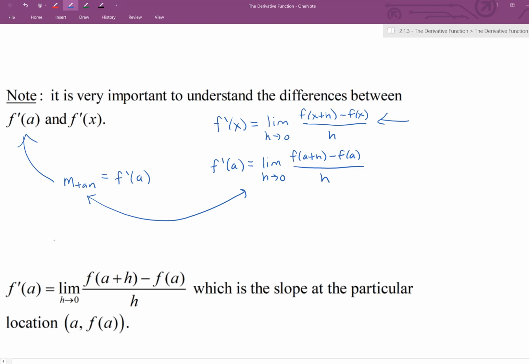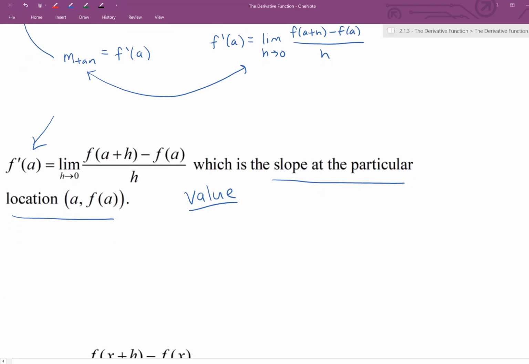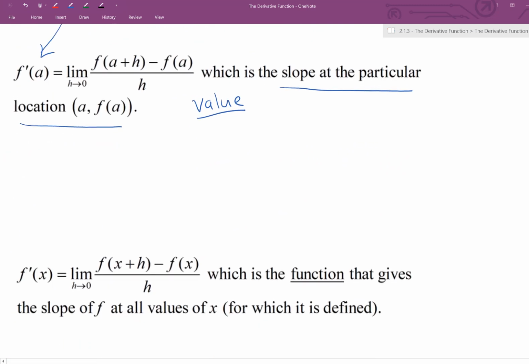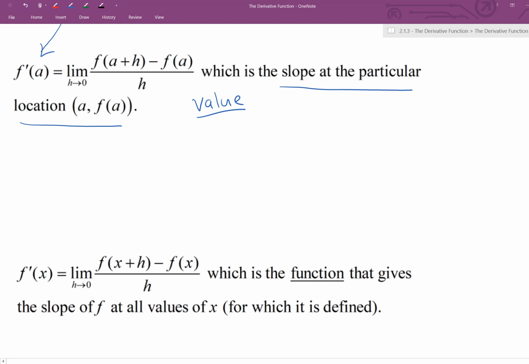And so in general, f prime of a, right down here, is the slope at a particular location, the ordered pair a comma f of a. It is a value. It is a number, assuming it exists. So you compare that with f prime of x. Well, f prime of x isn't a number, right? It's a function. It has a formula. We'll find these formulas in upcoming videos. It's a formula that involves x. So a function is going to vary, unless, of course, it's a constant function. And so this gives us the slope of the original function f at all values of x for which the slope is defined. And, of course, x is in the domain of the function f.